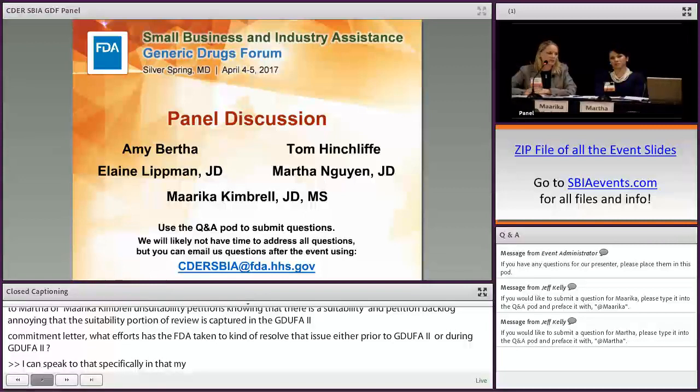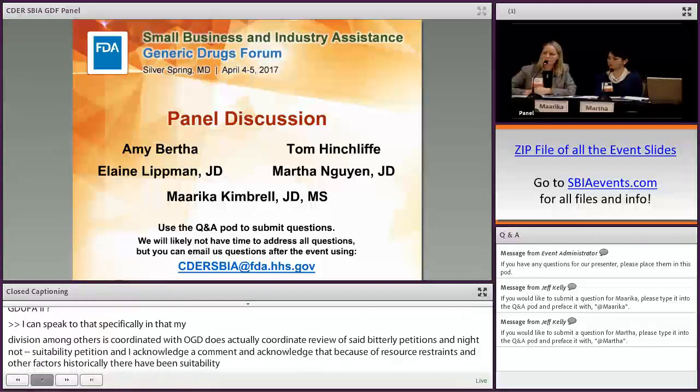This question could be either to Martha or Marika on suitability petitions. Knowing that there is a suitability petition backlog and knowing that the suitability portion of review is captured in the GDUFA 2 commitment letter, what efforts has the FDA taken to resolve that issue, either prior to GDUFA 2 or during GDUFA 2?